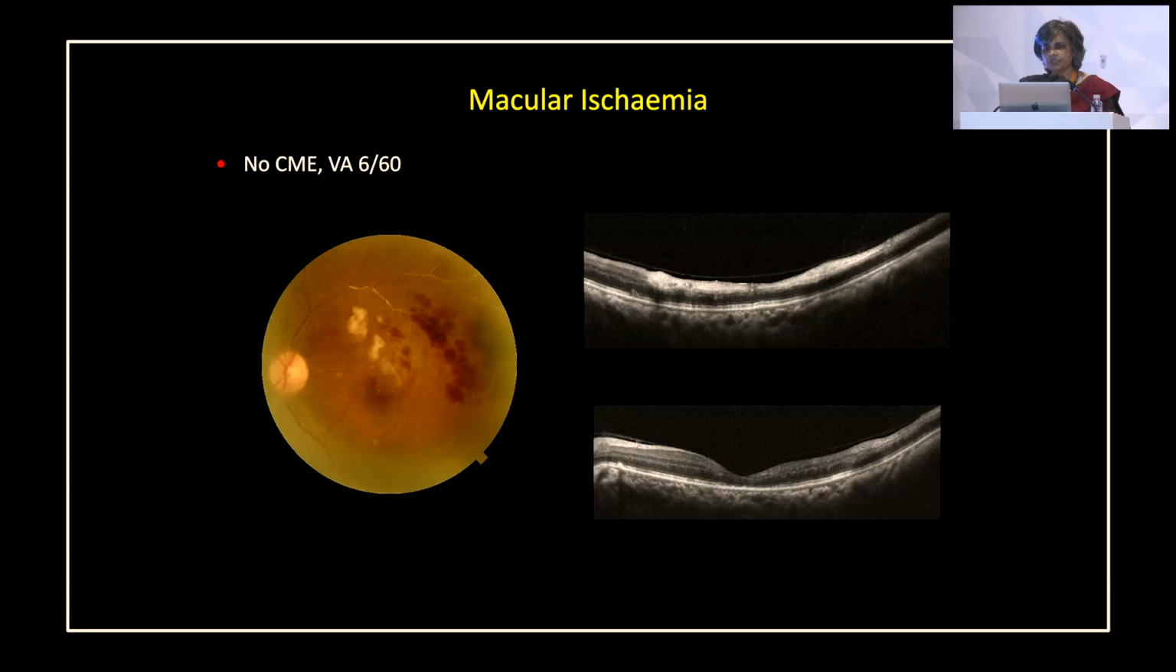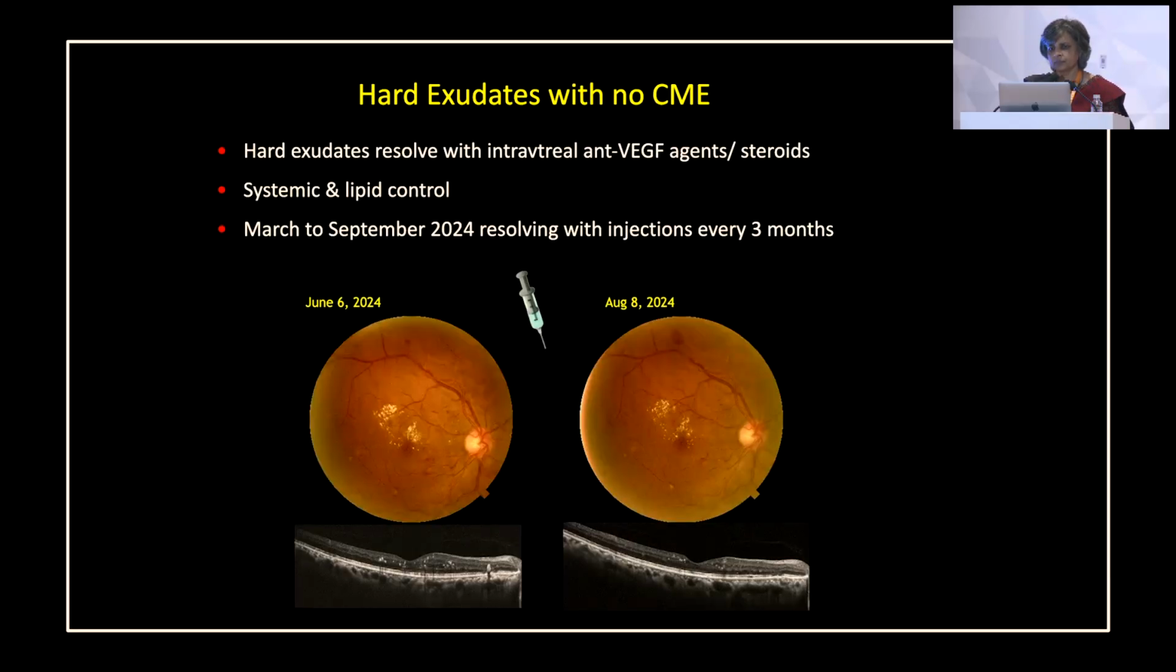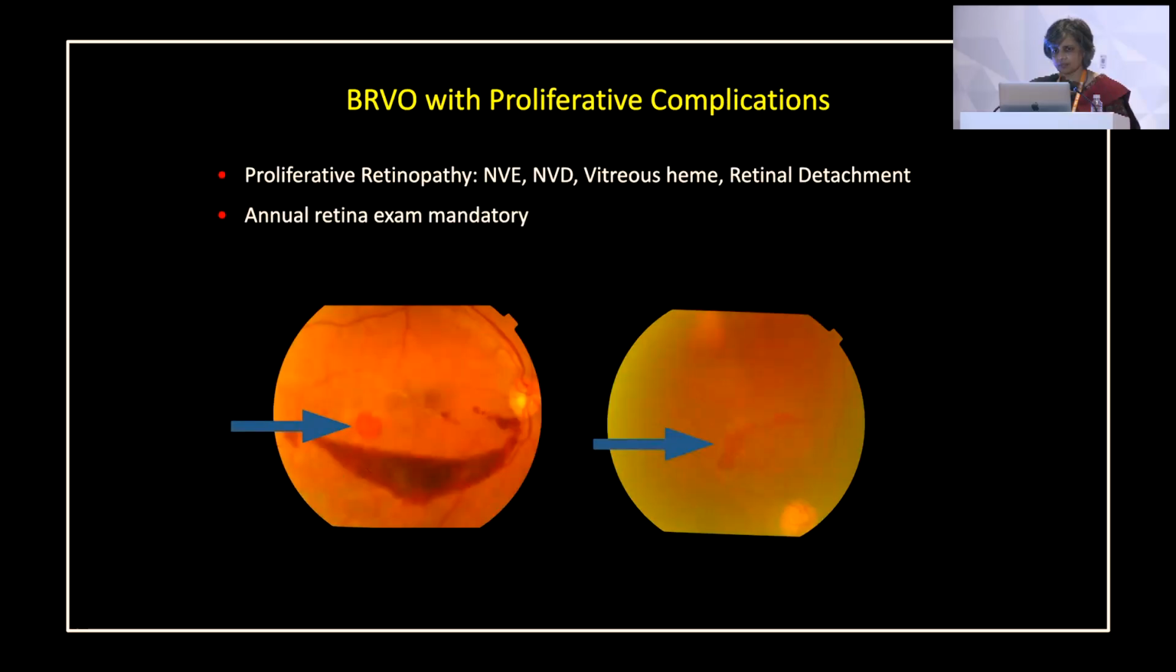Also, BRVO presenting with macular ischemia, no edema. Here, there is almost no macular edema, but there are hard exudates which are going into the foveal center, approaching. So we treat here just to prevent the exudates coming into the center. That's what I do. I prevent exudates coming into the center so that we can retain 6/6.